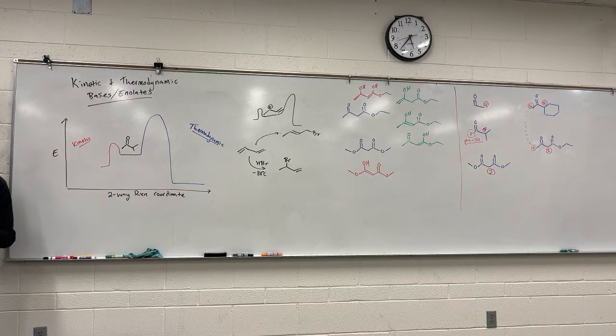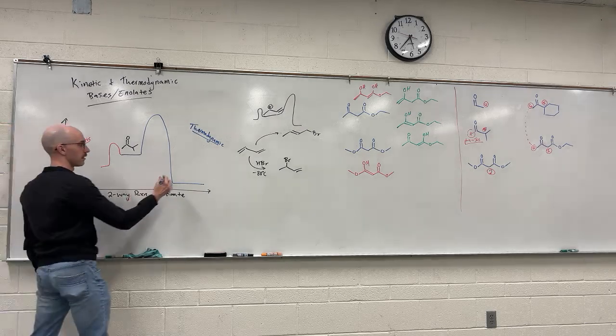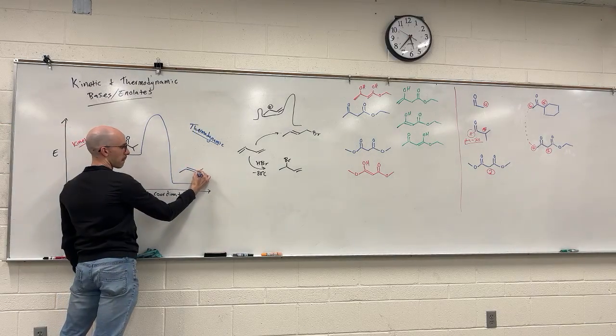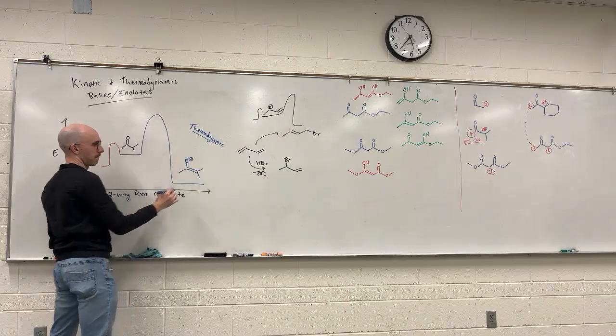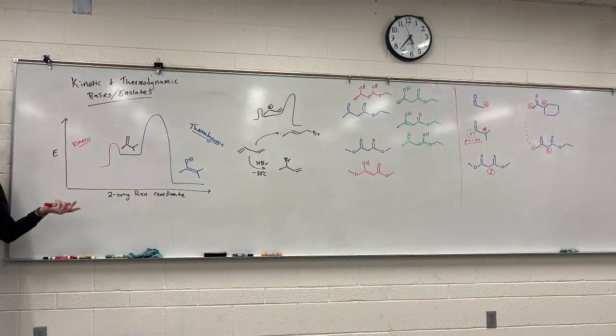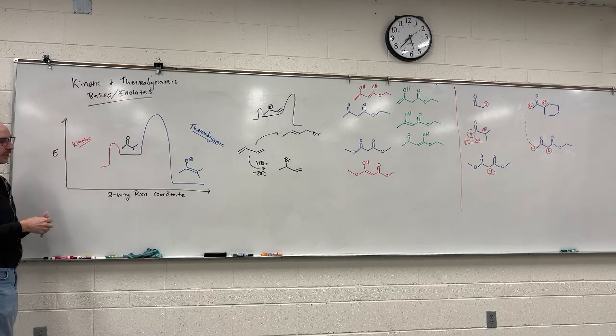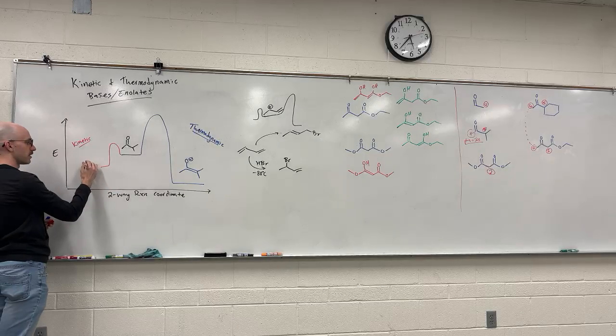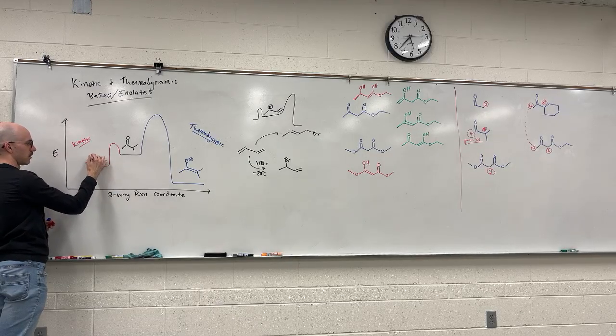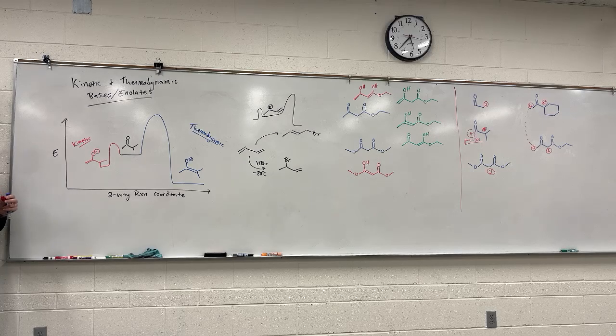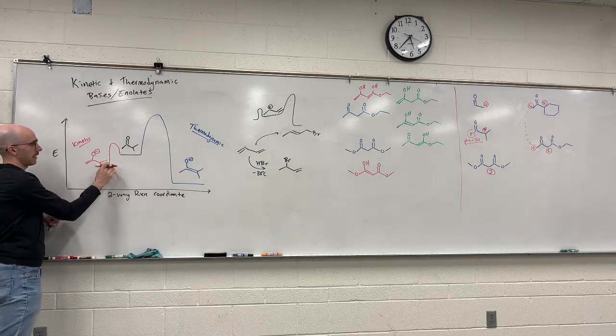Well, the most stable enolate is the one that is more substituted as an alkene. So my tri-substituted enolate, that is my thermodynamic enolate. That's the more preferred tautomer, conjugate base. The less substituted side gives me my kinetic enolate.